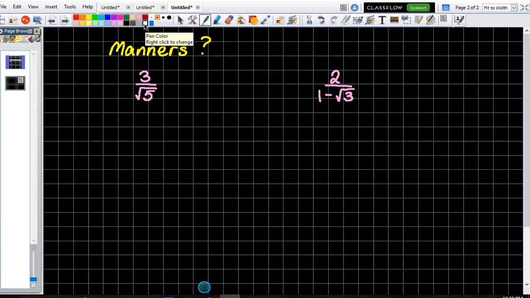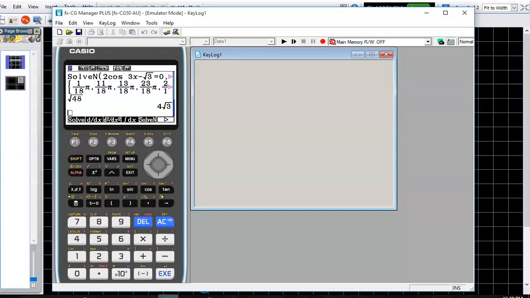Manners. There is actually manners in mathematics. Tom? Sask? Manners in maths. So believe it or not, you can't have, or shouldn't have, a square root as a denominator. Did you giggle then, Brody?